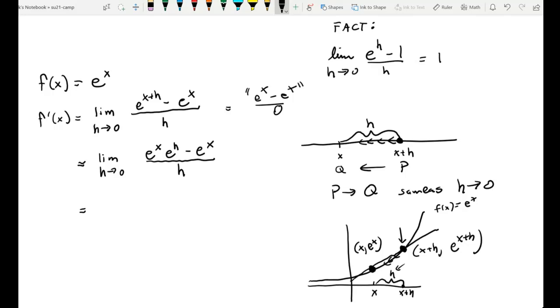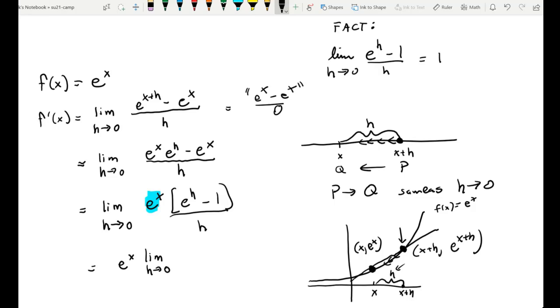And now e to the x is a common factor. So we factor that out. And now, of course, e to the x doesn't care what h does. It just stays e to the x. h is not involved in this factor at all. So it's unaffected, right? So we can just bring it outside. It's like a constant as far as h is concerned.